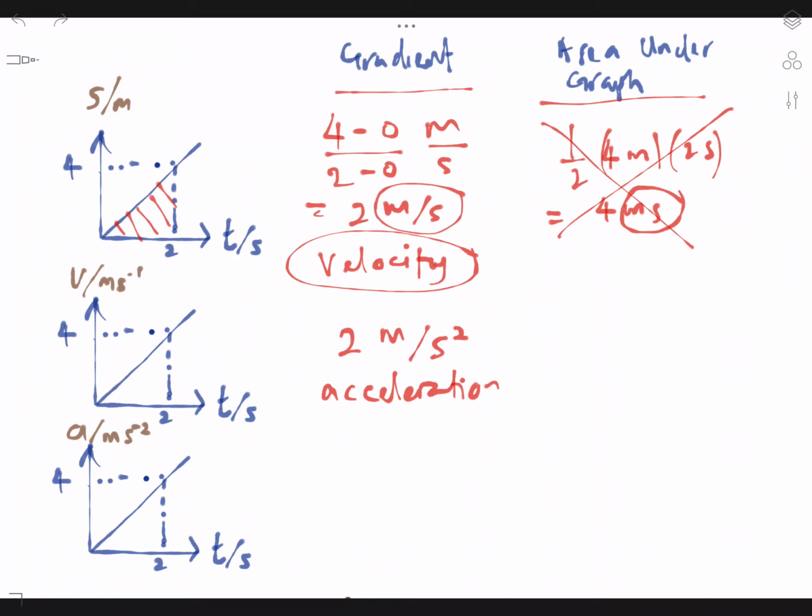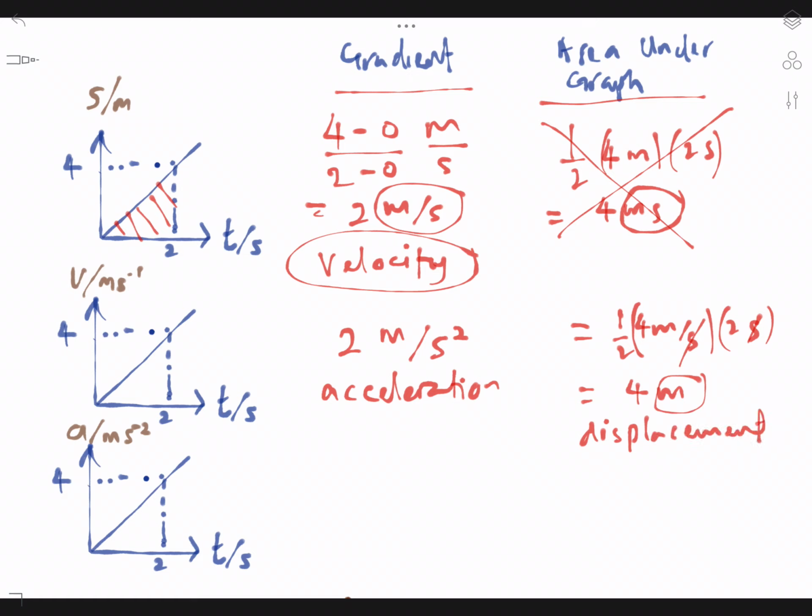And what about the area under the graph? It should be half, 4 here, meter per second, multiplied by 2 seconds. You can cancel out second, so you have 4 meter. So this is the unit for displacement. So from here we understand that the area under the graph for velocity versus time is displacement.